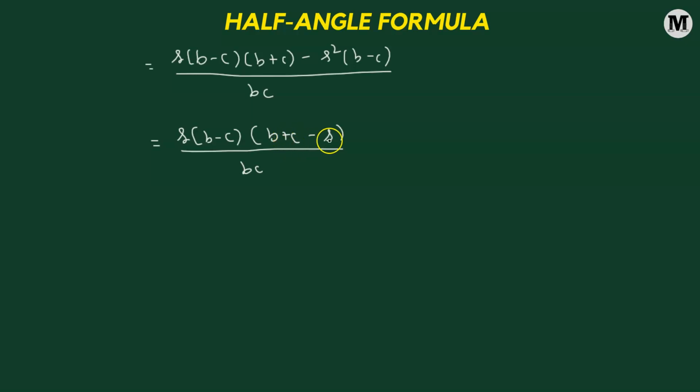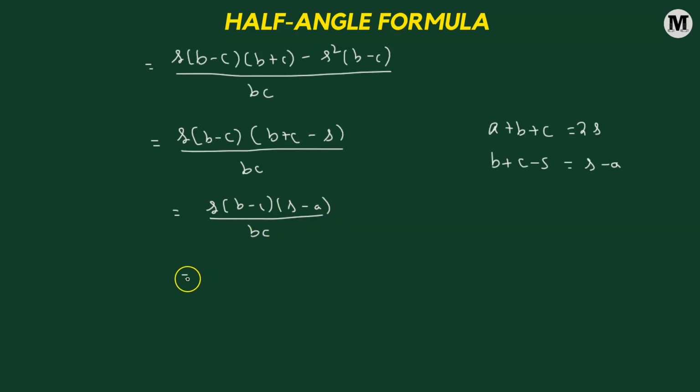Okay, now we can manipulate b plus c minus s because we know that a plus b plus c divided by 2 equals the semi-perimeter, or we can say that will be simply equal to 2 times s. Or in other words, if we take b plus c minus a, this is going to be left with s minus a. Fine. So we can substitute b plus c minus s with s minus a. So this will be now s multiplied to b minus c times s minus a, whole divided by bc. That means we're going to take b minus c as the common factor. So b minus c gets multiplied to s times s minus a divided by bc.